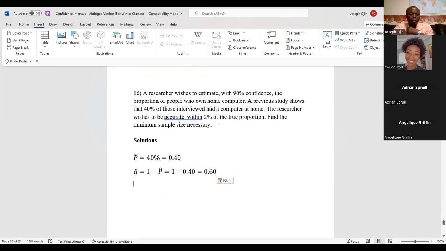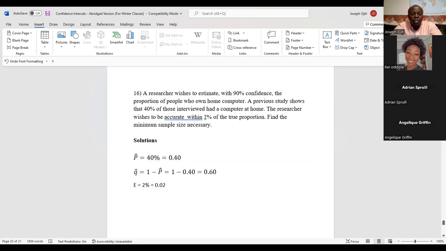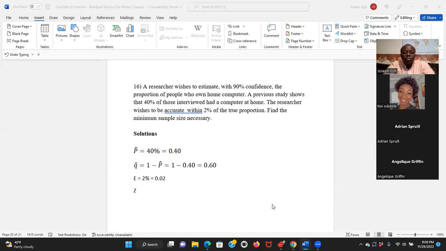Now, having gotten this, it says a previous study showed that 40% of those interviewed had a computer at home. The researcher wants to be accurate within 2% of the true proportion. That means if there's going to be an error, it will affect only 2%. So our error is given already. Error equals 2%, which is 0.02. Let me make it big enough because it's too tiny. Now, critical value, z alpha over 2.